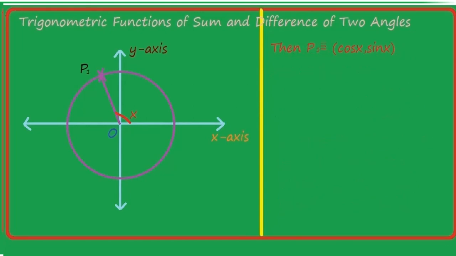Now this point P1 makes an angle x with the positive x-axis, so the coordinate of P1 is (cos x, sin x).